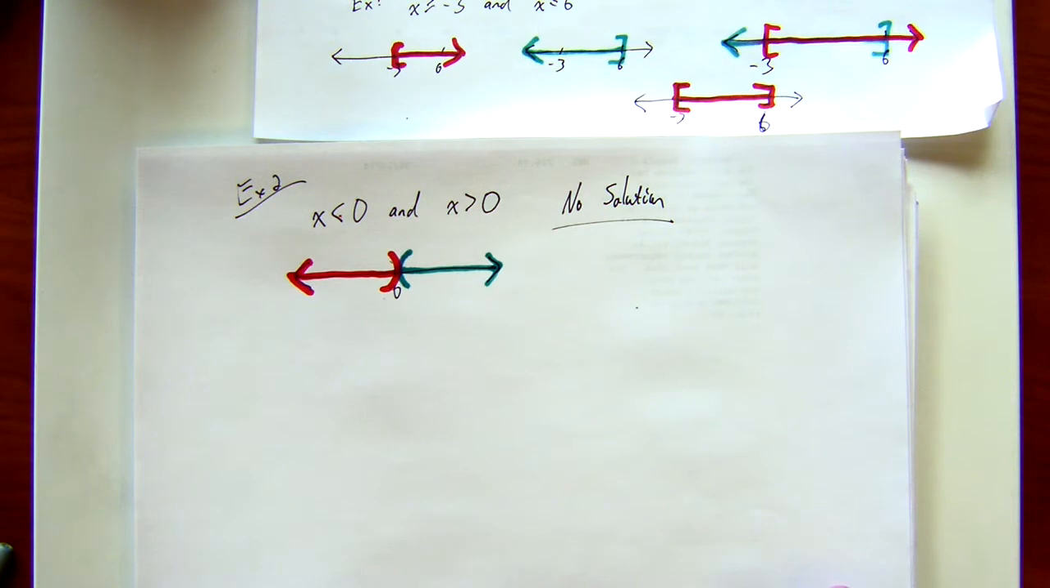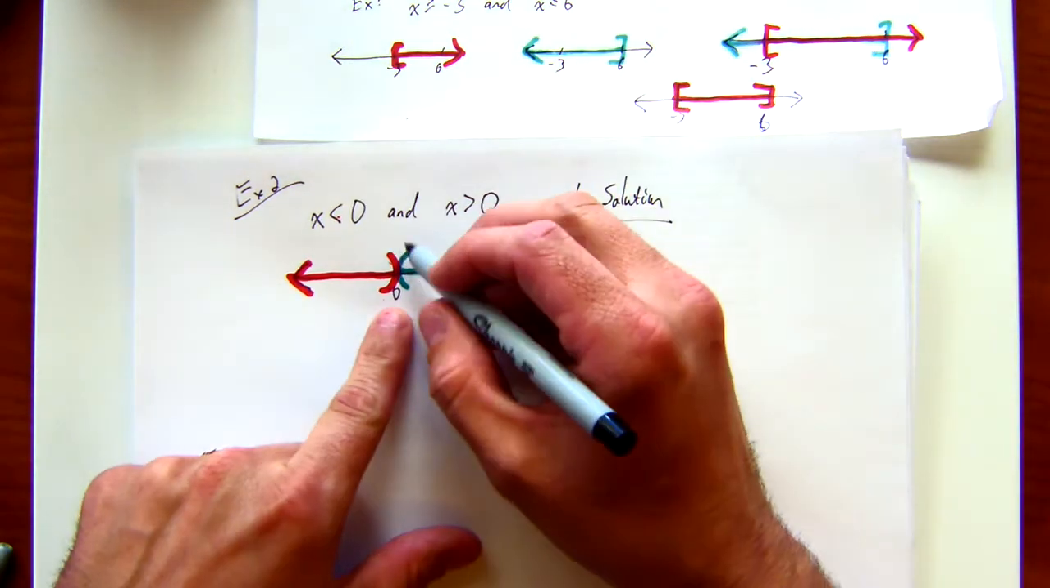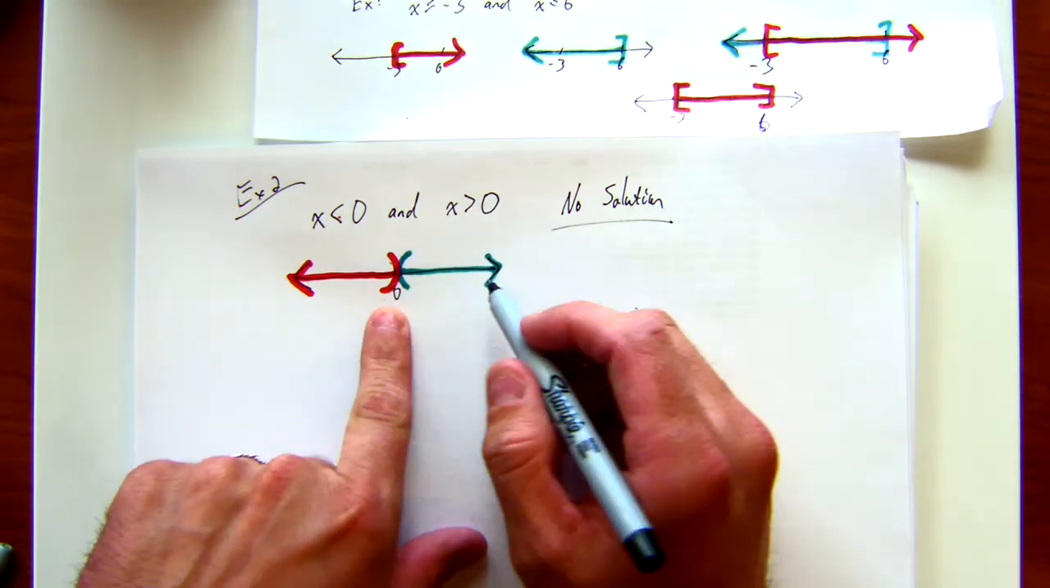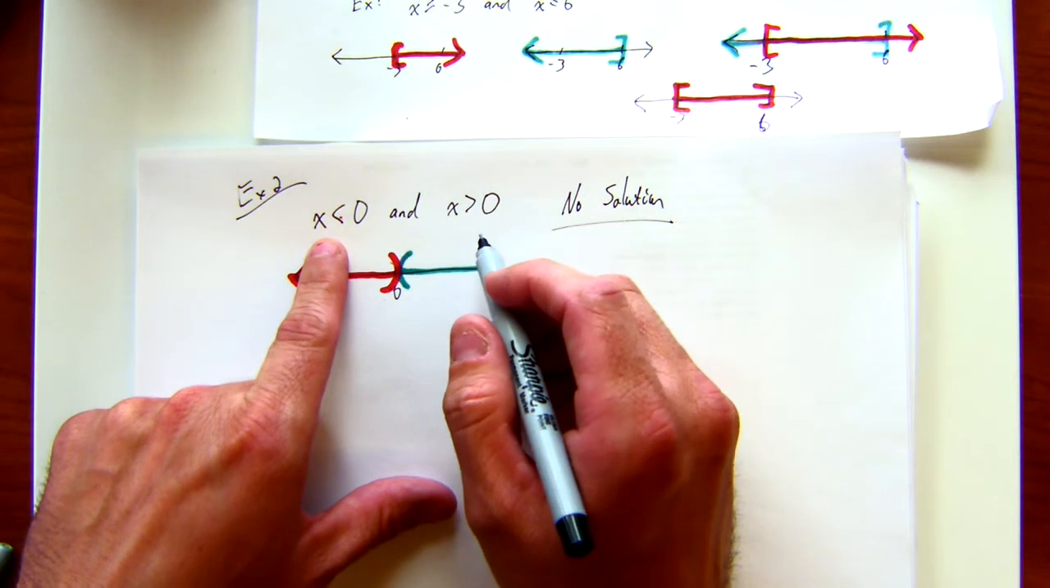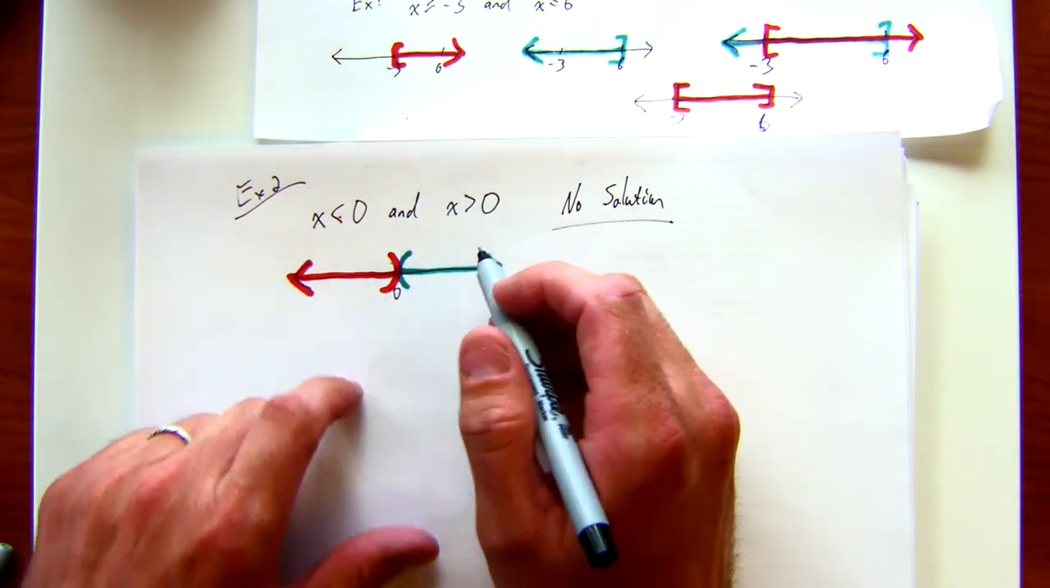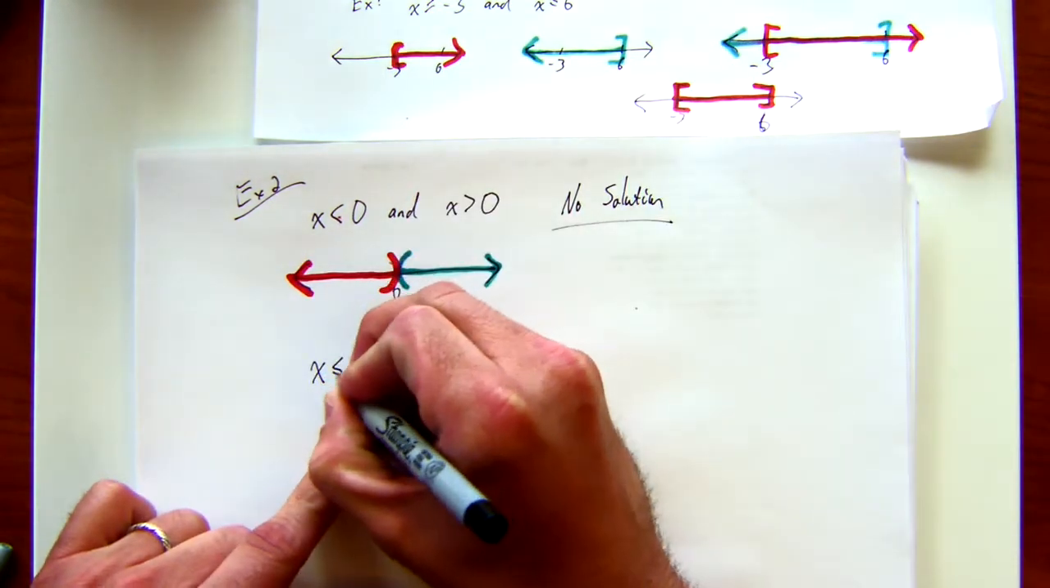Yes? If it were greater than or equal to, it would still not have any intersection, because 0 would be in one, but it wouldn't be in the other. Now, if they were both less than or equal to and greater than or equal to, there would be an intersection. So I can show you that one. Is this the one that you're asking?